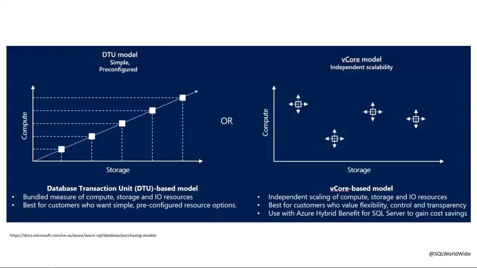And with the vCore model, you can separately scale your CPU and storage. It's not bundled together for you. So you can independently scale all three components. Whereas with the DTU, you cannot scale those independently because they come as a bundle for you. And Microsoft recommends going to the vCore model, but the DTU model still exists. If you want to go there, you can deploy with that model too.